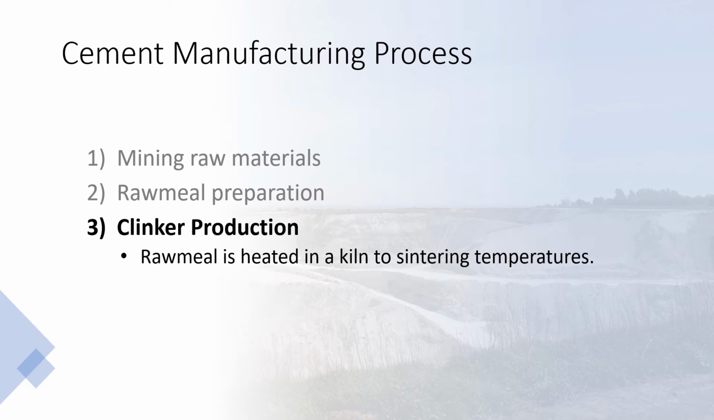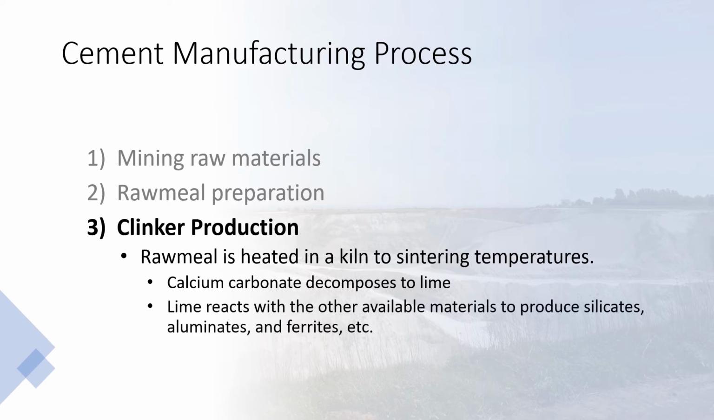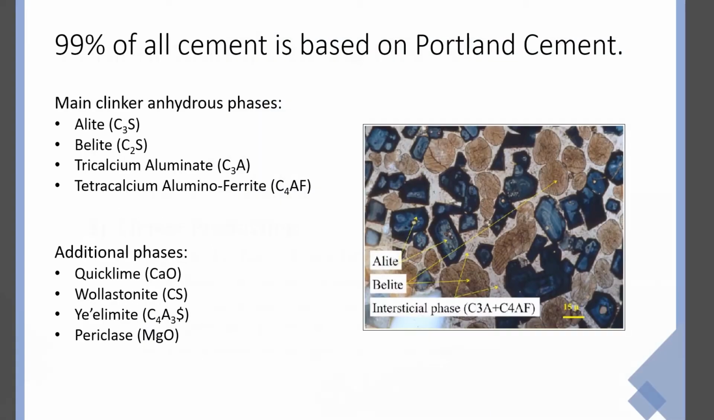During this step, three important things occur. Number one, calcium carbonate decomposes into lime, forming CO2. And this lime then reacts with other available materials to produce silicates, aluminates, and ferrites. This material is then ground to form something that we call clinker. Portland cement clinker is composed primarily of alite, belite, tricalcium aluminate, and tetracalcium aluminoferrite. Sometimes you may also have other materials including quicklime, wollastonite, yeelemonite, and periclase.